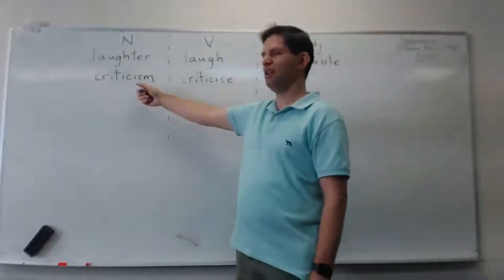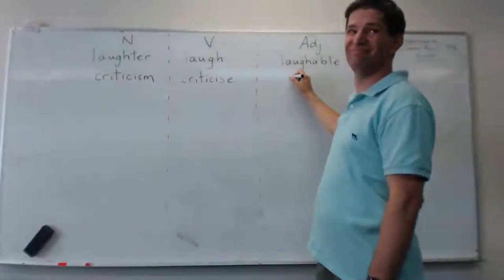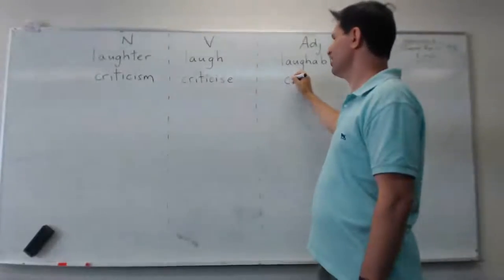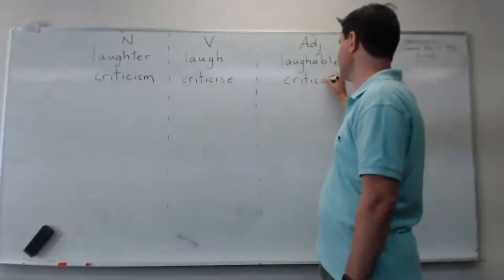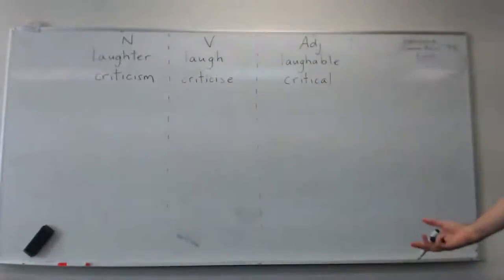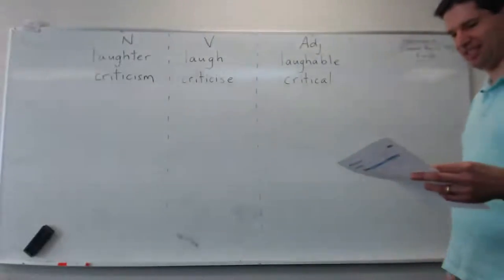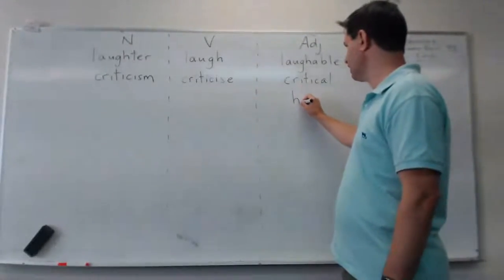Critics would be a noun. Critic is also a noun for a person. Come on, you should know this. This one's, of course, critical. Oh, don't be so critical of each other. Critical, for example, right? All right, let's see if you guys can remember maybe what this one might be.